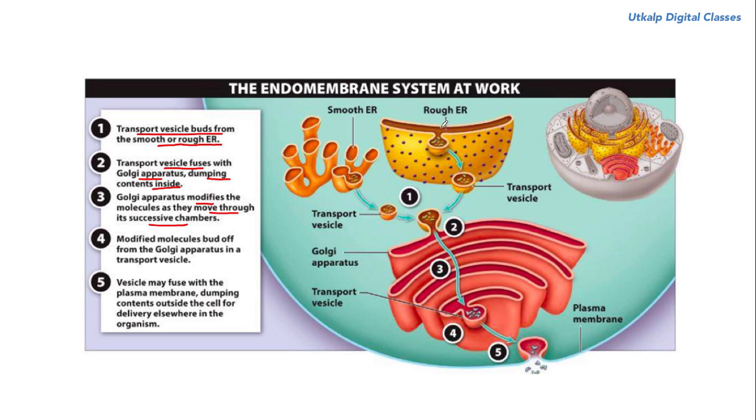Can you see in the figure that the cargo buds off from the surface of the ER in a vesicle. This vesicle travels through the cytoplasm and then fuses with the Golgi membrane. The cargo then travels through the various sacs of the Golgi apparatus. The cargo is modified within the Golgi. The modified cargo again gets packaged into vesicles, and this vesicle then fuses with the plasma membrane to deliver the contents outside the cell. Similarly, these vesicles can also go and fuse with other organelles in the cell.